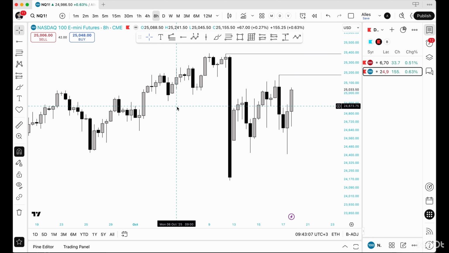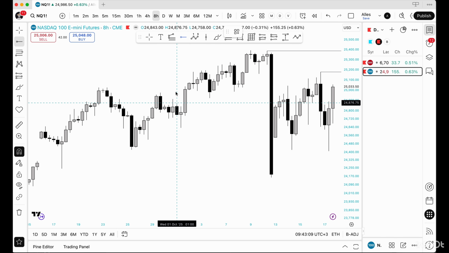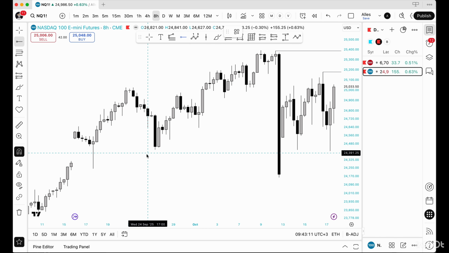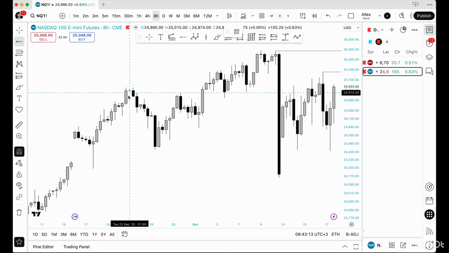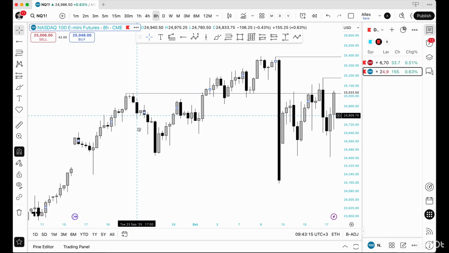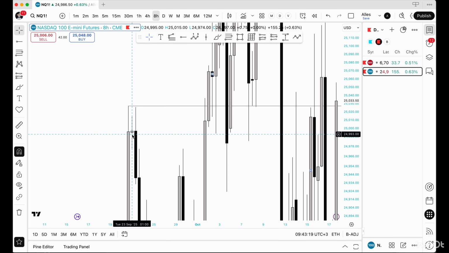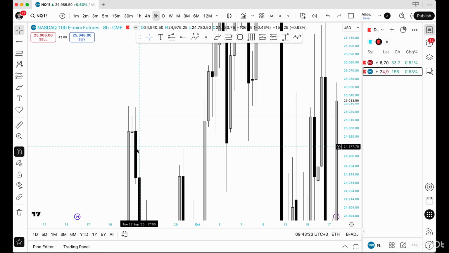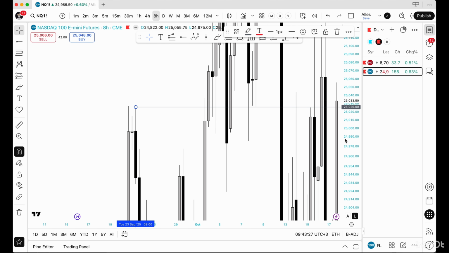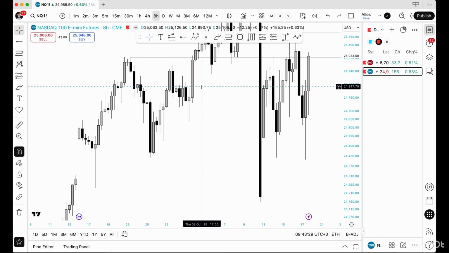Okay, let's go on. Let's search for something else. Here, for example, it's really interesting. We have an up candle, then we have a small up candle. So we have a small up candle here and a down candle here. So where's the high? The high is right here. It's the highest point of those two candles.